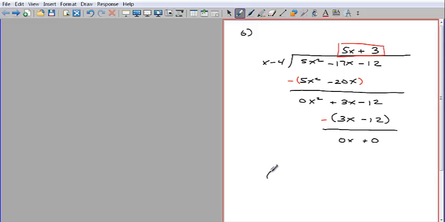And so we can also say that x minus 4 times 5x plus 3 is equal to 5x squared minus 17x minus 12. And you can see that if we multiply that, that's what we get. A lot of times when we use long division like this, we're trying to get the factors of the original equation. So that's what we're trying to get, these two factors.